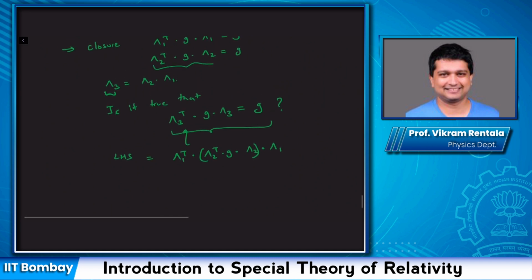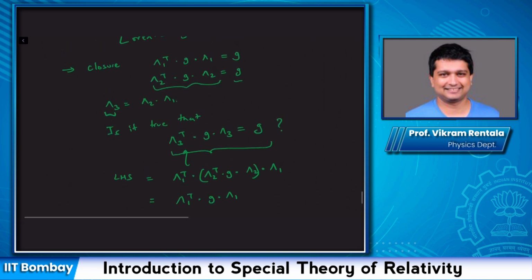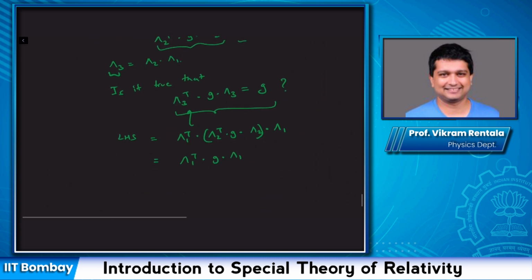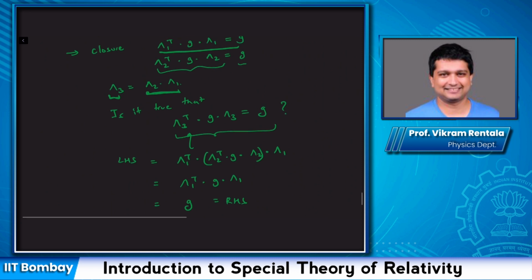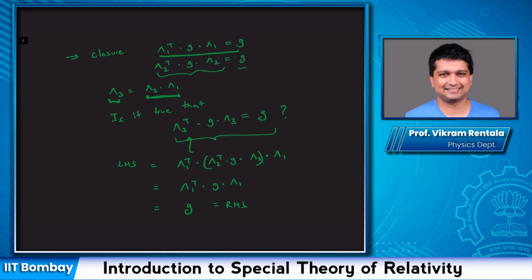And since lambda 2 satisfies this criteria, I can write this as lambda 1 transpose dot g dot lambda 1. And lambda 1 again satisfies this relationship. So this is just g, which is the right hand side. So this is true for any product of 2 matrices belonging to this set. I'll get back a third element belonging to the set. So the closure property is satisfied.